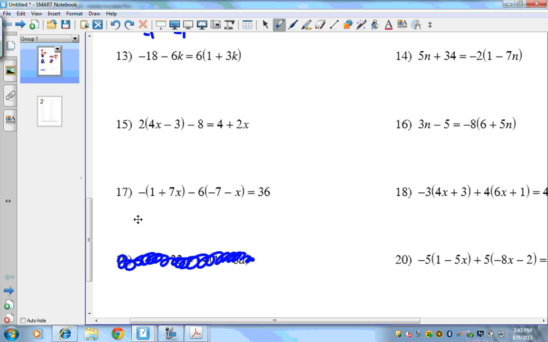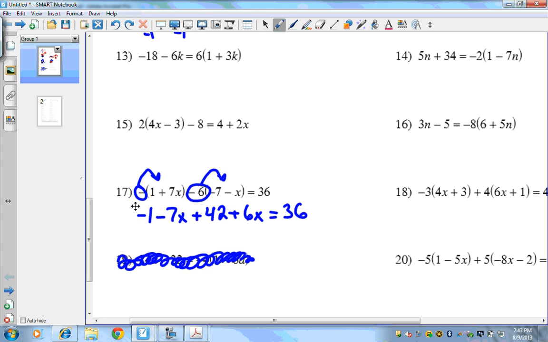All right, first thing I got to do is deal with these parentheses. See that negative sign? I got to distribute it in. So when I do that, I get negative 1 minus 7x. See this negative 6 out here? I have to distribute it. Plus 42 plus 6x is equal to 36.